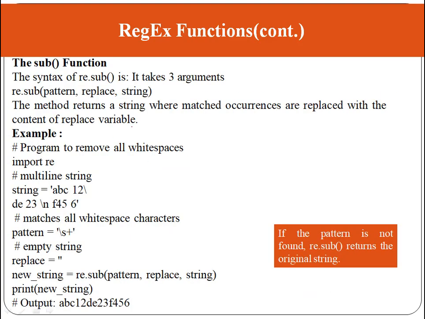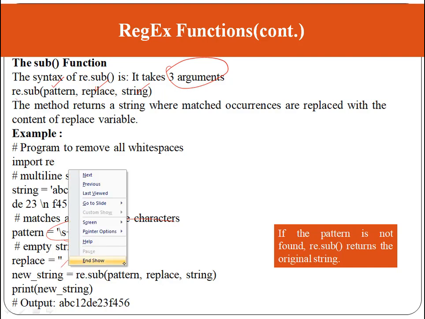Then the sub function. It takes three arguments, right? What are those arguments? This is the syntax: re.sub. First you define the pattern, then the replacement, and then the string. So suppose you want to remove all the spaces, right? This is a multi-line string. You are matching all the white space characters by using this pattern. Slash s is for space, and plus for any number of spaces. So you are replacing, meaning removing, all the spaces, right?